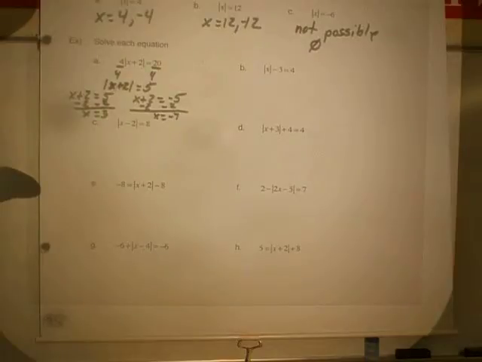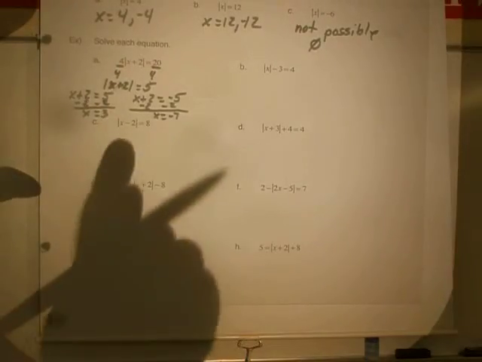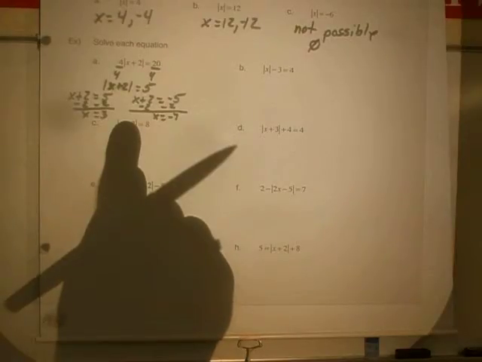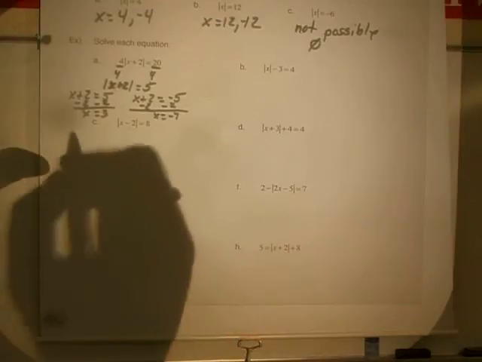Let's do letter C next. I'm going to cover up the expression inside the absolute value sign. It says the absolute value of something equals 8. There are two possible values that have an absolute value of 8, a positive 8 and a negative 8. So whatever is underneath here is going to equal either a positive 8 or a negative 8.